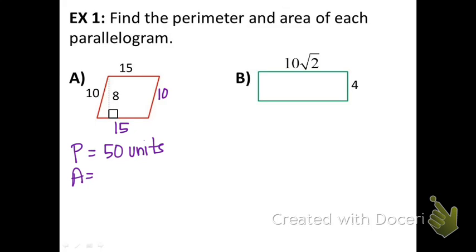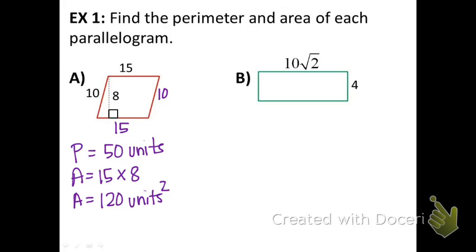For our area, we're going to take our base, which is 15, times the height, and it has to be perpendicular, which is 8. 15 times 8 is 120 units squared.